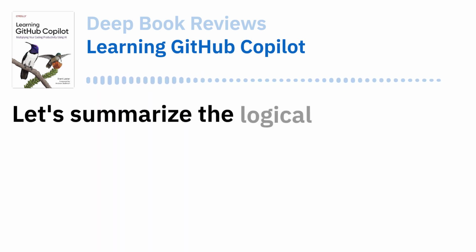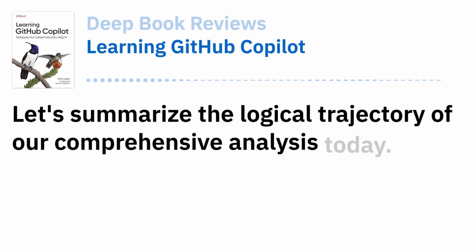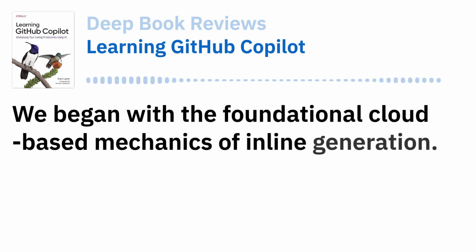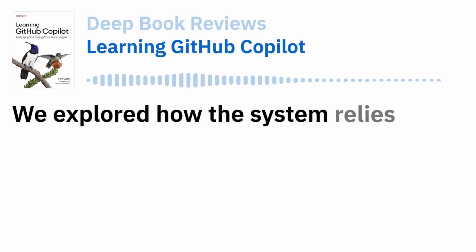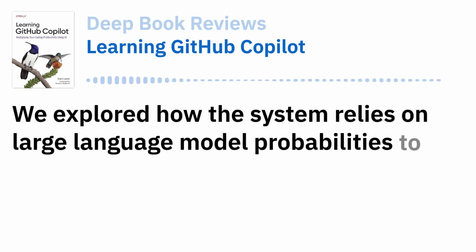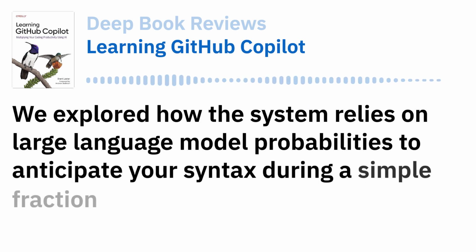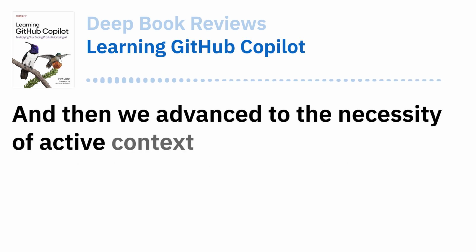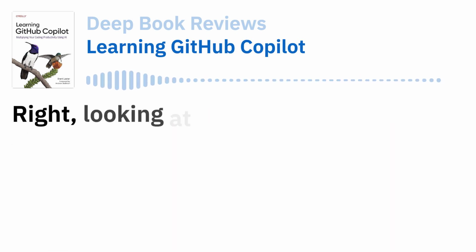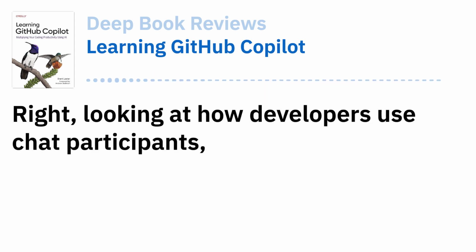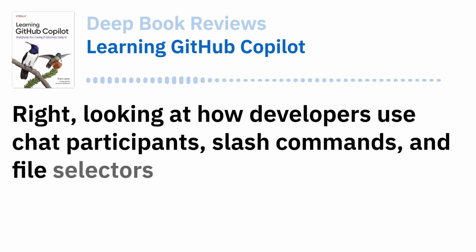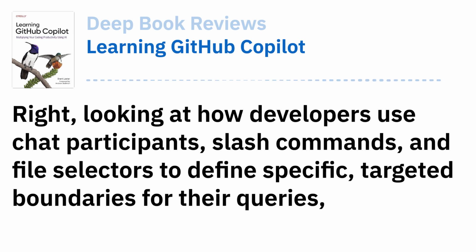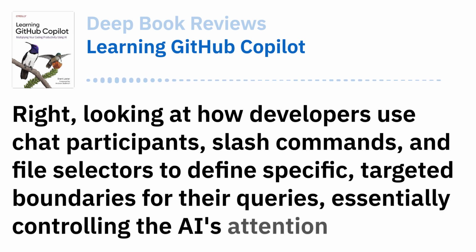Exactly. Let's summarize the logical trajectory of our comprehensive analysis today. We began with the foundational cloud-based mechanics of inline generation. We explored how the system relies on large language model probabilities to anticipate your syntax during a simple fraction of a second keystroke pause. And then we advanced to the necessity of active context management. Right, looking at how developers use chat participants, slash commands, and file selectors to define specific targeted boundaries for their queries, essentially controlling the AI's attention span.